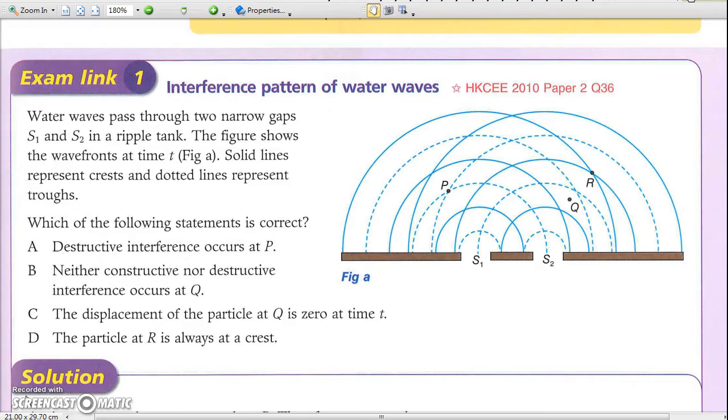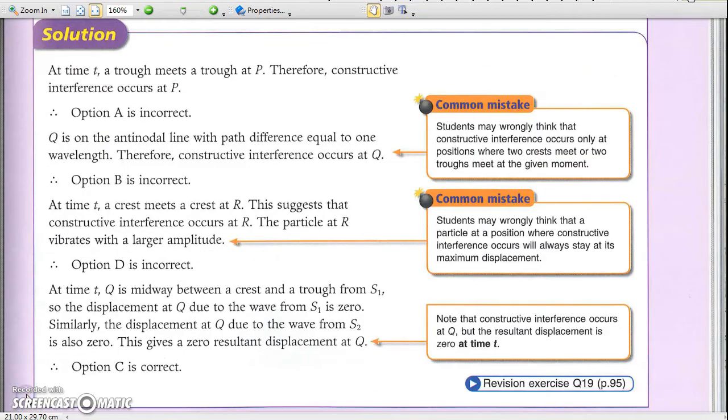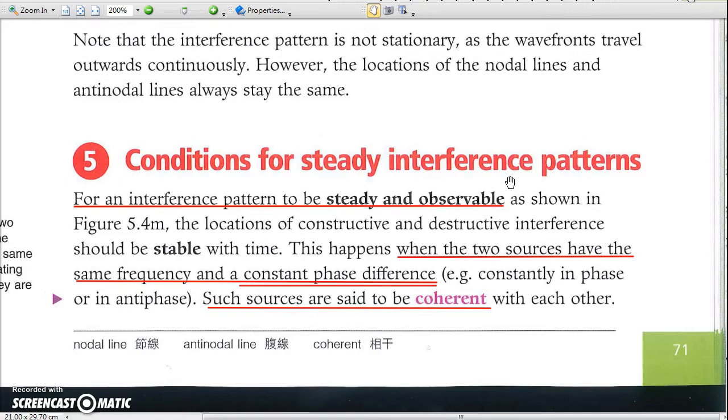Examining 1 may test whether you have some common misconceptions found in most students. Note that for observable interference, the sources may be vibrating in phase, in antiphase, or just out of phase, but their phase difference must be constant. And when two sources have a constant phase difference, they are called coherent sources.